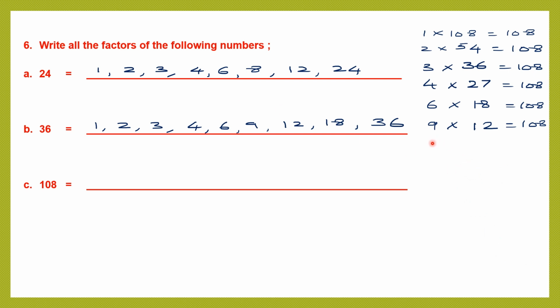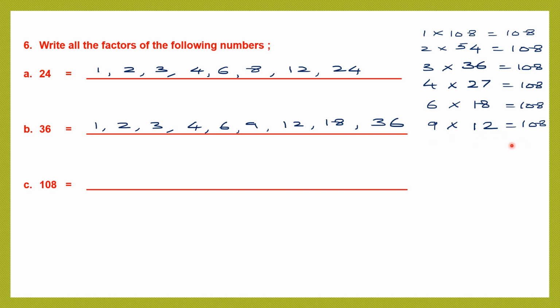Now after 9 we have 10. 10 into nothing will give us 108. Then we have 11. 11 into nothing will give us 108. Then we have 12. 12 nines are 108, but we already have 12 nines here. Can you see? So we will stop with this.